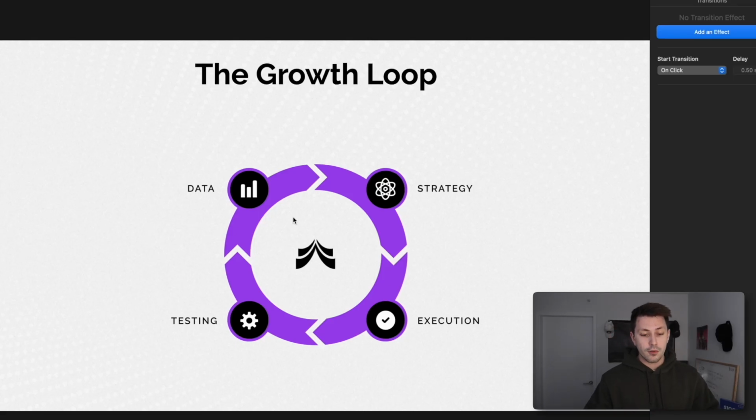But just to break this down simply, the growth loop functions as data comes in and you take that data to then create a strategy. Now, once you have a strategy that is backed by data and influenced by data, you then need to execute on that strategy. This is super, super important because so many people are great at talking and great at strategizing, saying, oh, we should do this and we should get an ad with that, or we should go work with this creator. But so many people fail to execute.